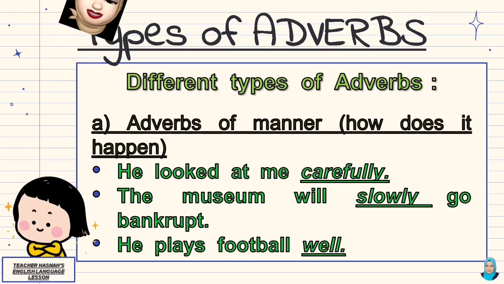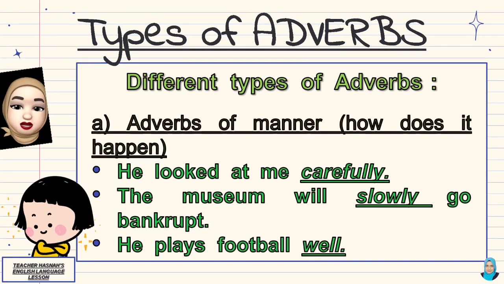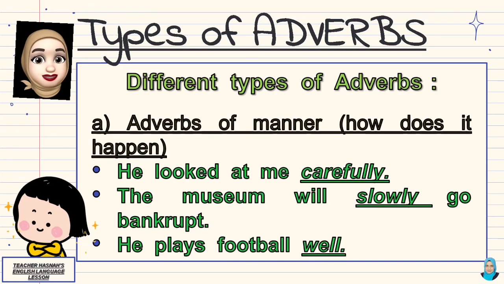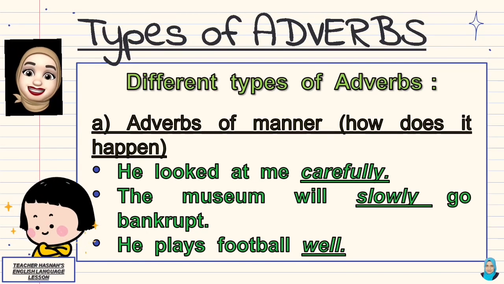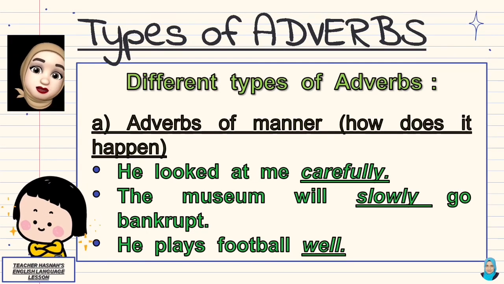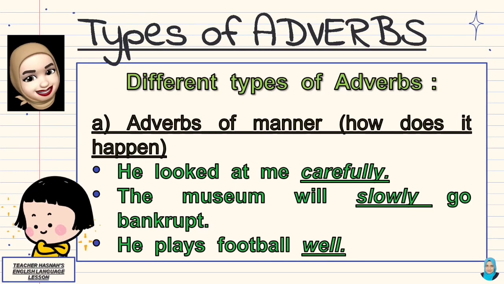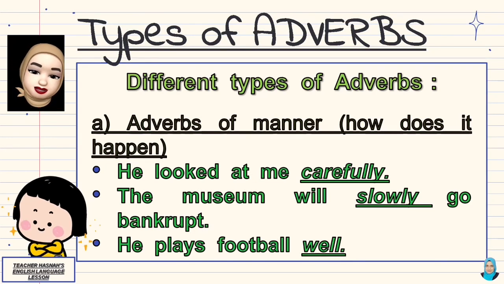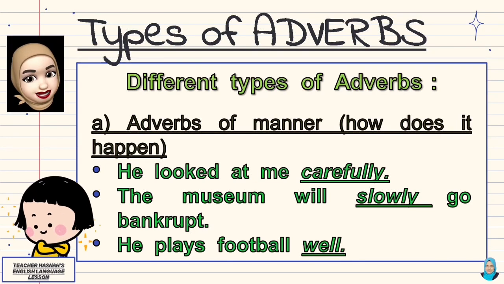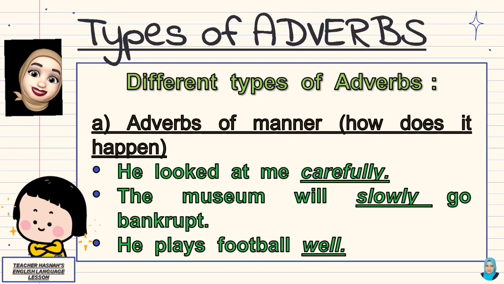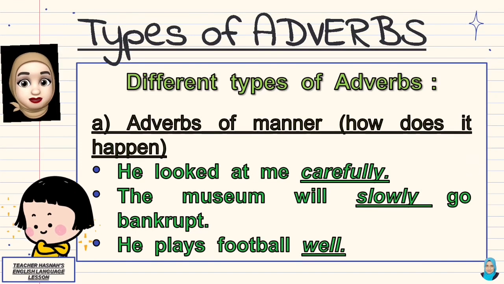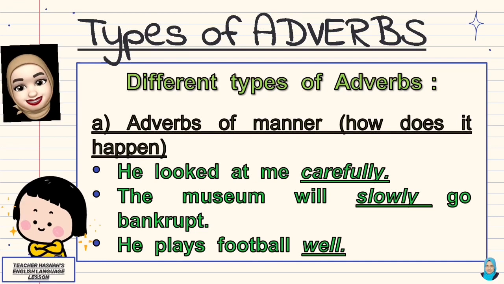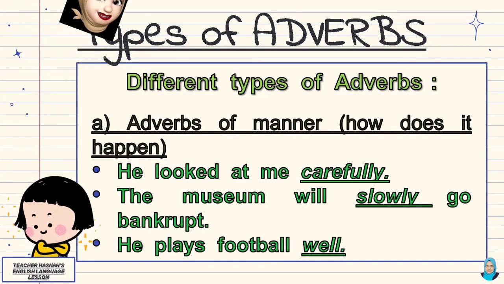There are many different types of adverbs. First, there are adverbs of manner. These adverbs say something about how it happens. For example, he looked at me carefully. The museum will slowly go bankrupt. He plays football well.